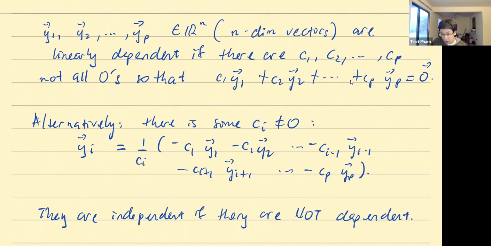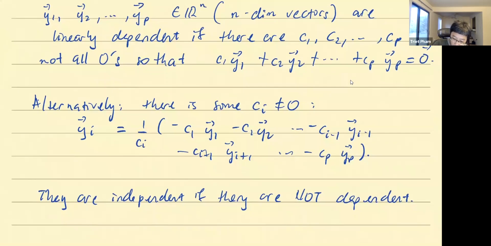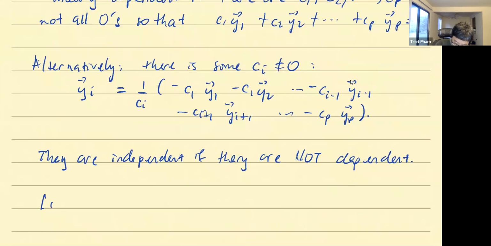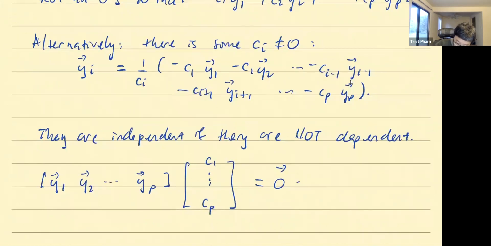So that's it. Now, let me pose to you one more thing. This expression is not as isolated as it looks. This expression can be written as the matrix with columns y1, y2, up to yp, times the vector c1 through cp, is equal to 0.